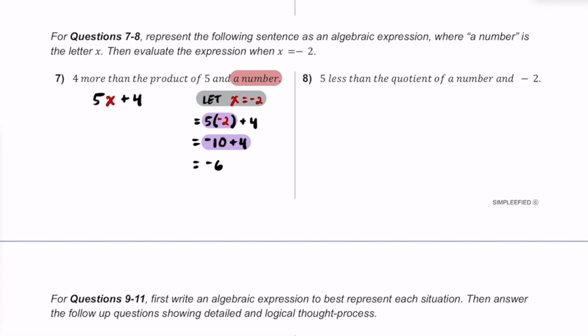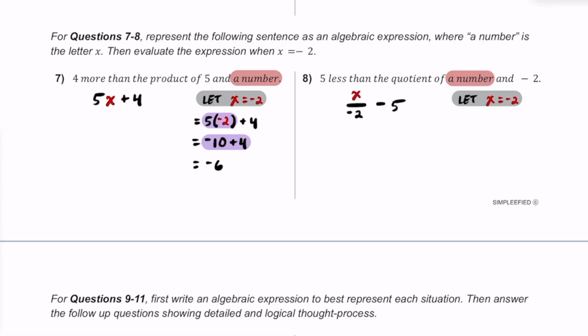So let's go ahead and see if we can write this. We have a number and -2. The quotient of that is just going to be x divided by -2, or x over -2, and it's 5 less than whatever that is, so we're going to take away 5 afterwards.